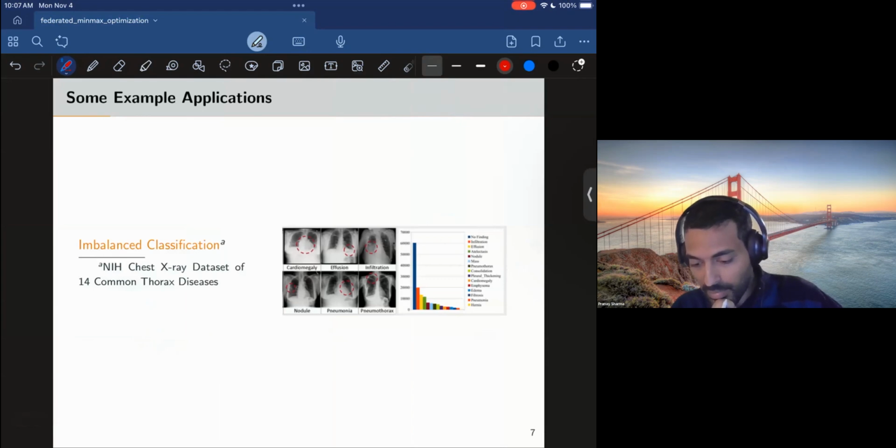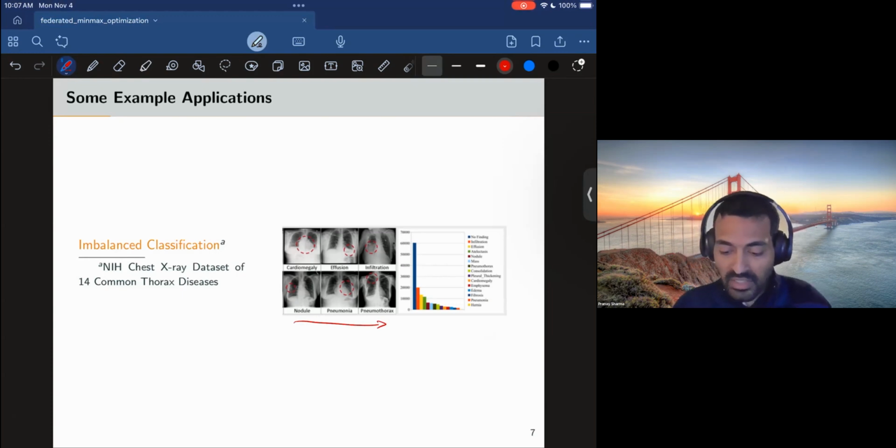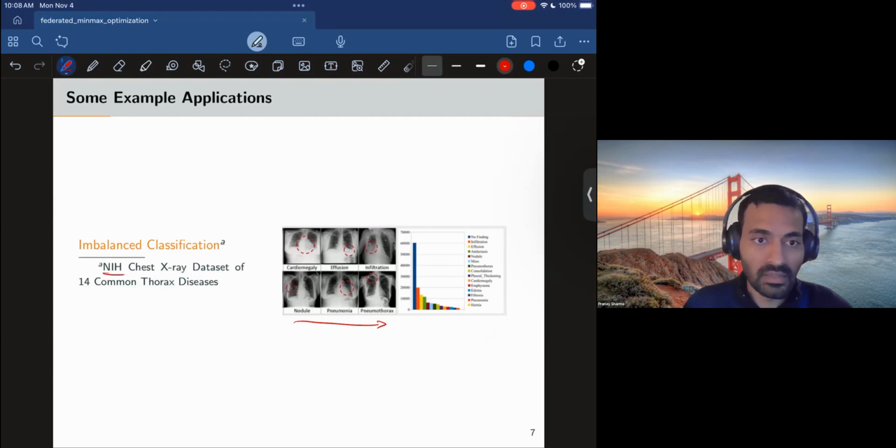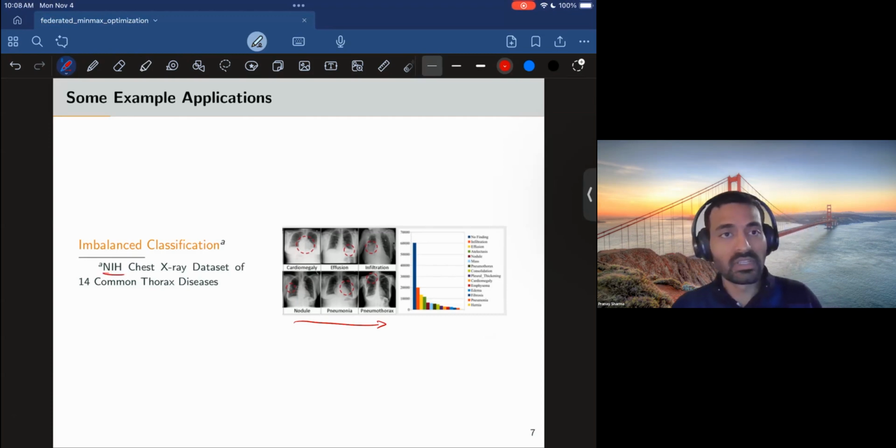Finally, one last example I want to talk about is that of imbalanced classification. To look at an example, these are images of chest X-rays for different diseases. There is a large data set of common chest diseases, which NIH, the National Institute of Health in the US, has compiled. It has over 100,000 images.